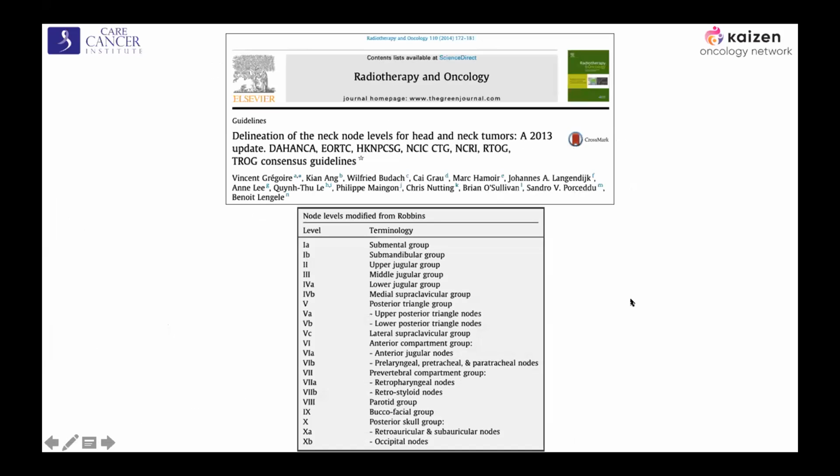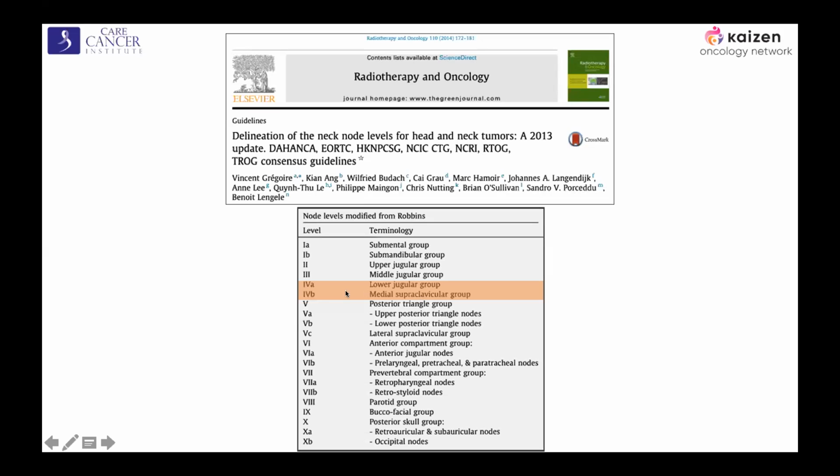Coming to the contouring guideline, so this is your level 4A and level 4B. Level 4A is the lower jugular group, and level 4B is your medial supraclavicular group. So this distinction between 4A and 4B, as we saw, was not done by surgeons. It was done by radiation oncologists. This division was done based on the observation that surgeons usually do not dissect all the way up to the clavicle or all the way up to the manubrium sterni. They usually restrict to approximately 2 centimeters above the manubrium sterni.